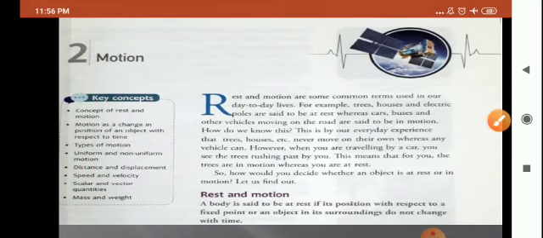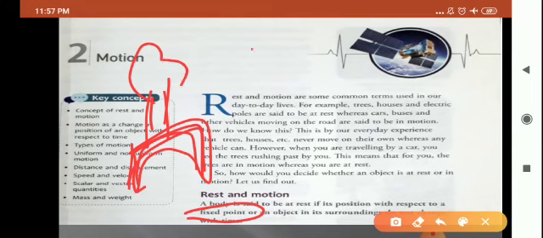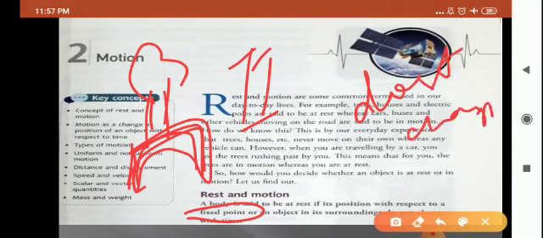That is the reason the definition for rest is: a body is said to be at rest if its position with respect to a fixed point or an object in its surrounding does not change with time. And children, one more thing: the fixed point can be anything. It is not necessary that we are observing this bench with respect to this tree only. Maybe we are observing this bench with respect to the pole. So if the position of the object does not change with time with respect to a fixed point or an object in its surrounding, then that object is said to be at rest.